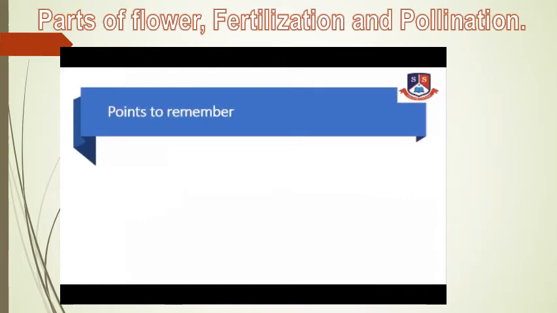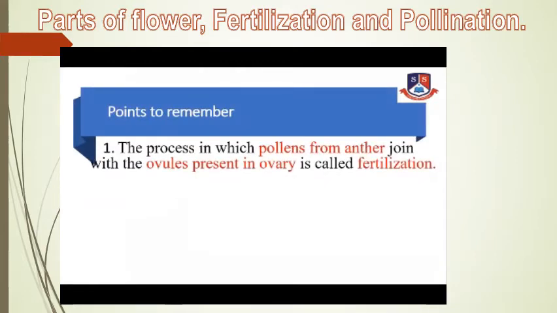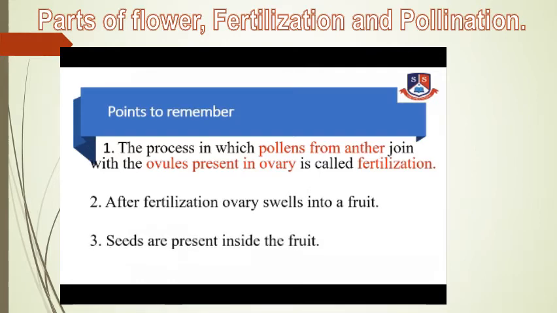Points to remember. What is fertilization? The process in which pollens from anther join with the ovule present in the ovary is called fertilization. After fertilization, ovaries swell into a fruit. Seeds are present inside the fruit.